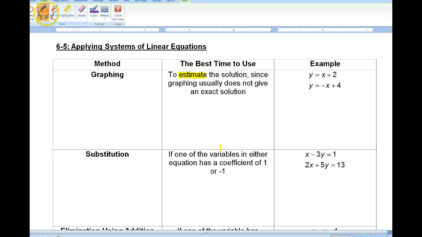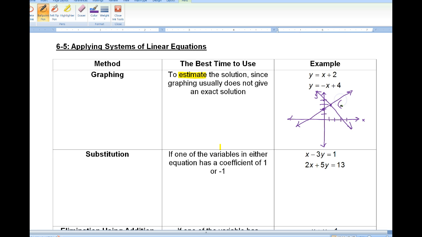So here's an example. y equals x plus 2 and y equals negative x plus 4. What would that look like when we graph it? If you go up, you start at 2, then you go up 1 over 1. So here's our first line. Then what's the other line? Start at 4, and go down 1 to the side. And do they intersect? Yeah, so these have one solution.